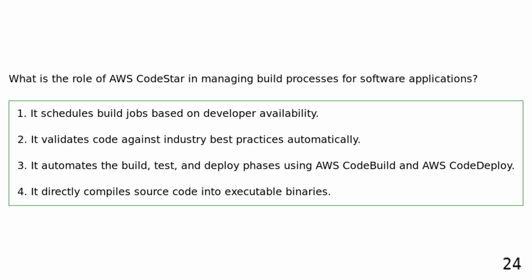What is the role of AWS CodeStar in managing build processes for software applications? It schedules build jobs based on developer availability. It validates code against industry best practices automatically. It automates the build, test, and deploy phases using AWS CodeBuild and AWS CodeDeploy. It directly compiles source code into executable binaries.